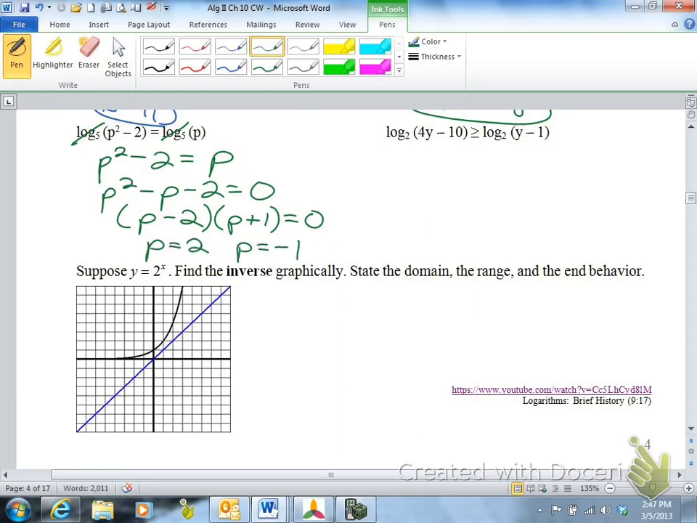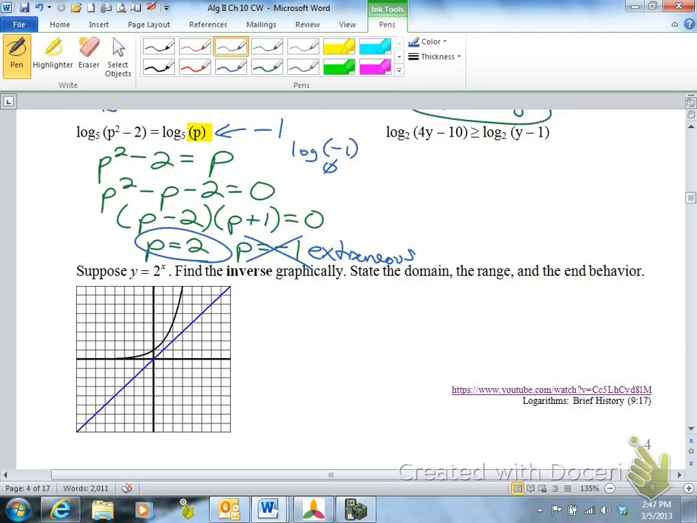But notice about the negative 1. If you plug negative 1 in for p right here, you would have log of a negative number, which is undefined. So negative 1 is extraneous, and p equals 2 is the only solution. And the last one, you can cancel out both logs. You have 4y minus 10 is greater than or equal to y minus 1. Subtract y, add 10 to both sides, and you get y is greater than or equal to 3.